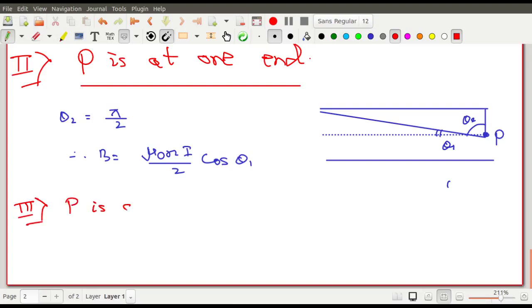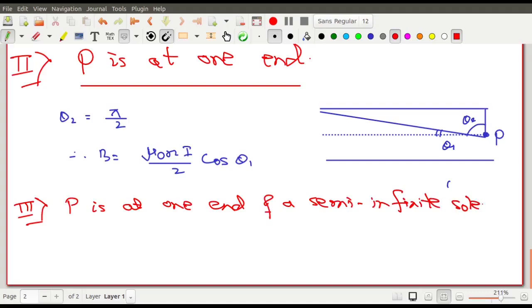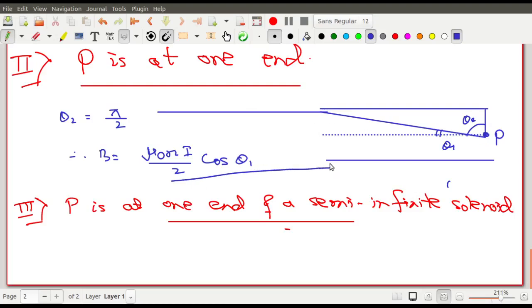And the last case is that P is at one end of a semi-infinite solenoid. So what is a semi-infinite solenoid? Semi-infinite means you can see one end, and at that end there is P, and the other end you cannot see, it is so long that the other end is not visible.